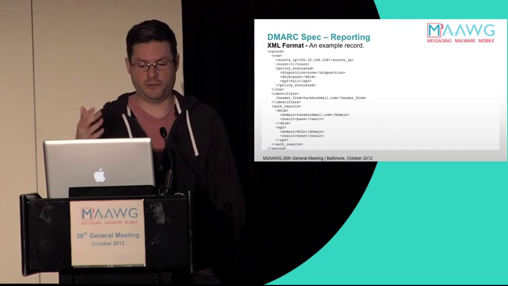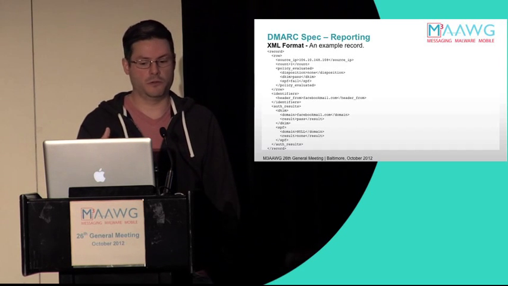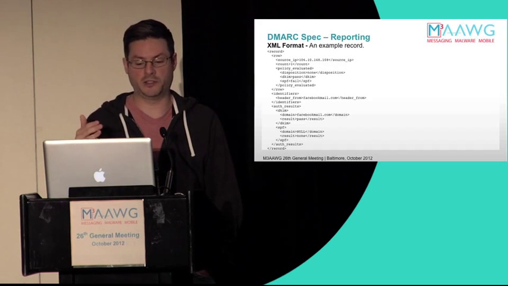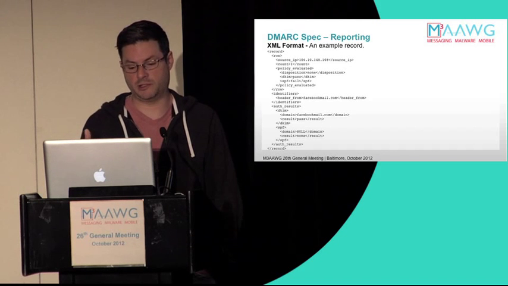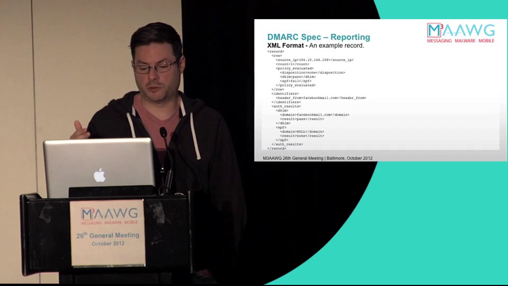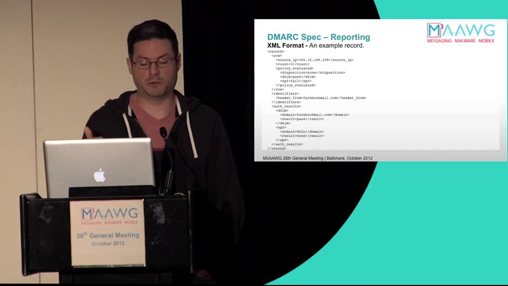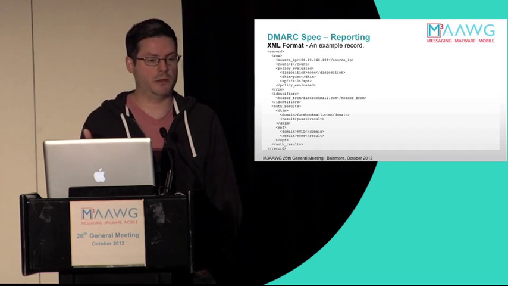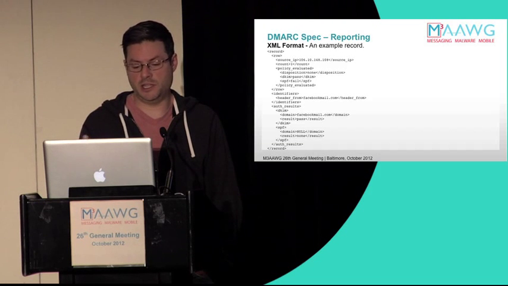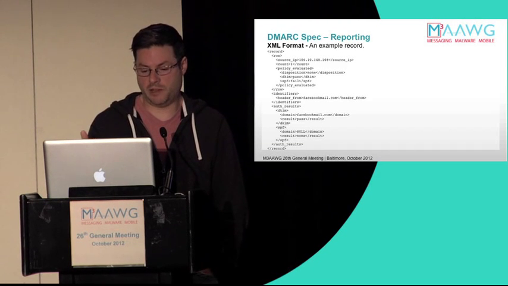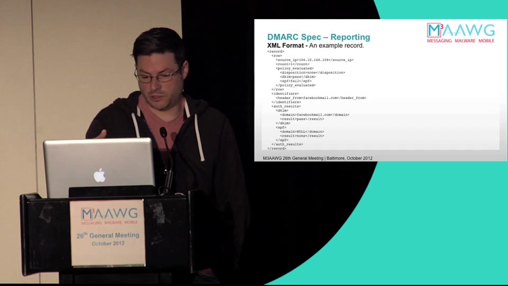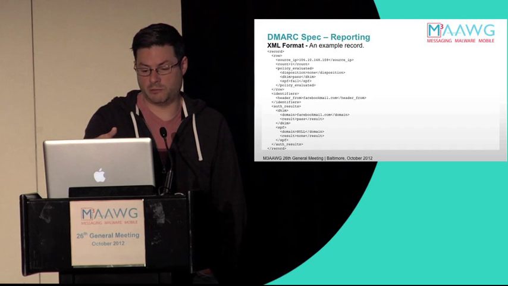And then this is a full section reporting the events of mail sent from 106.10.148 and so on. You can see just from looking at this that the operative policy at the time was none. DKIM passed, SPF failed. And if we skip down, we can see what the identifier that I was aligning against was.